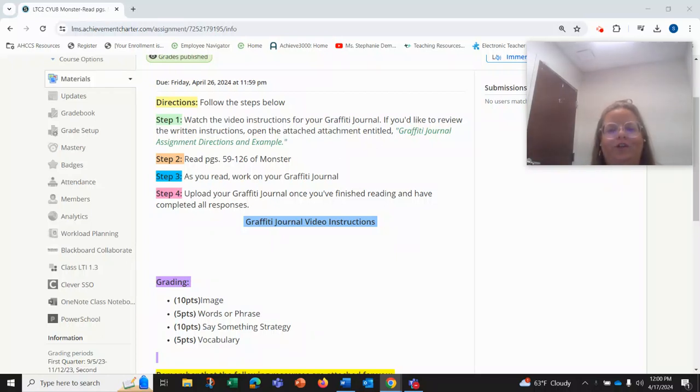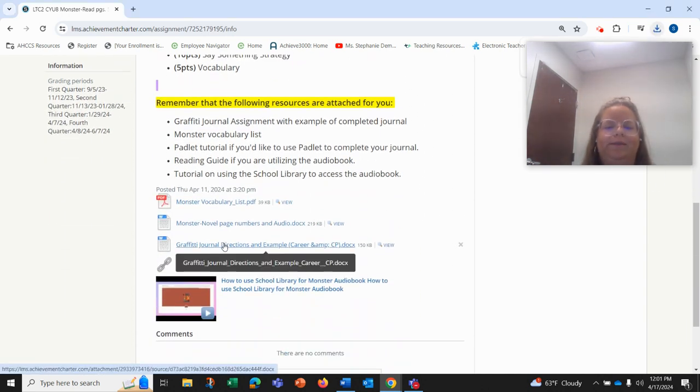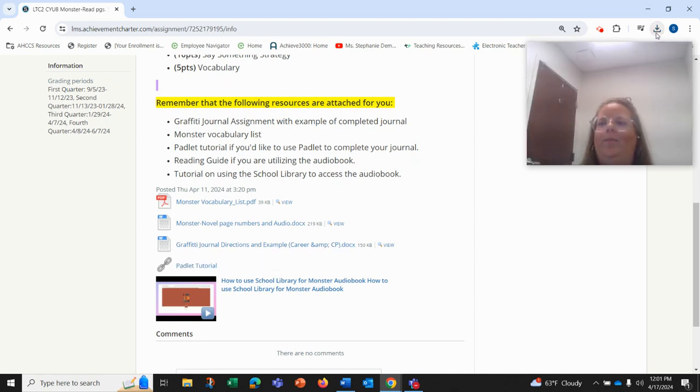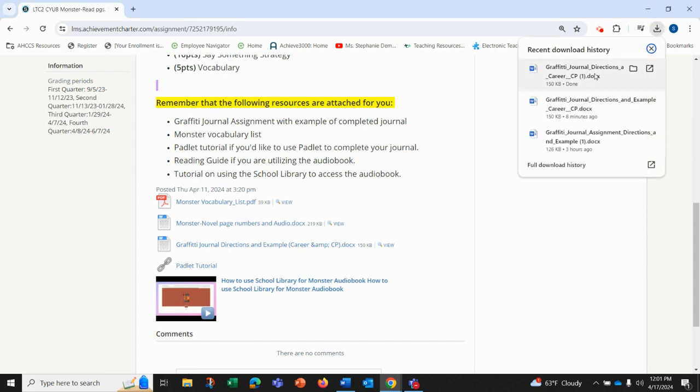Today I want to go over the instructions for your graffiti journal, assignment, directions, and example. You can also click the written instructions that are attached at the bottom if you would rather read. So as you read your assigned pages, you're going to be working on your graffiti novel and your graffiti journal. And once you finish reading and have completed all your responses, make sure to upload. So if you go to your graffiti journal directions and example, you can keep up with me and go word by word with the instructions.